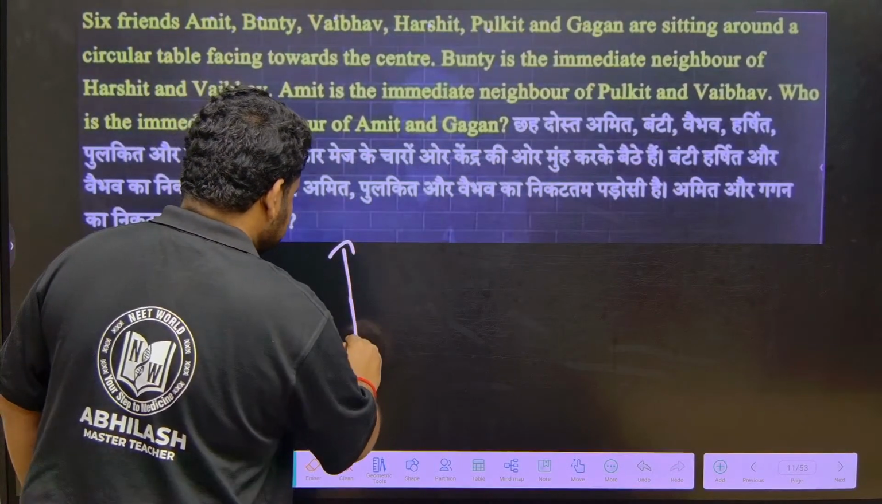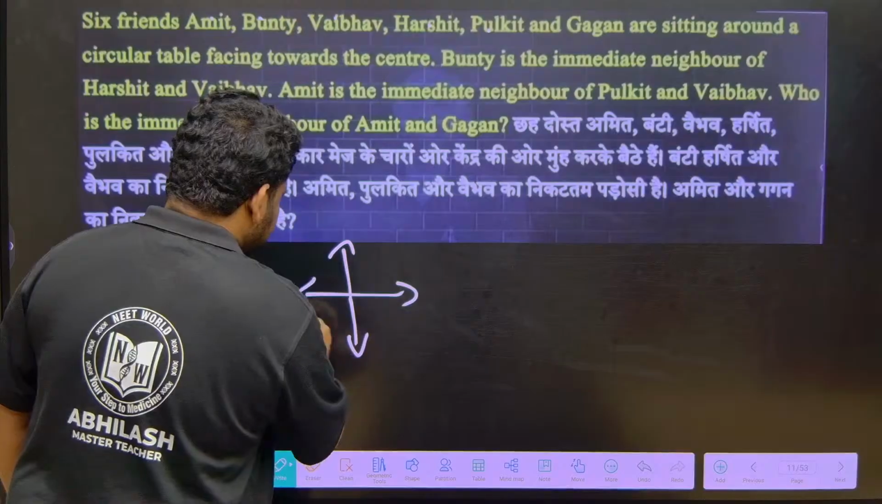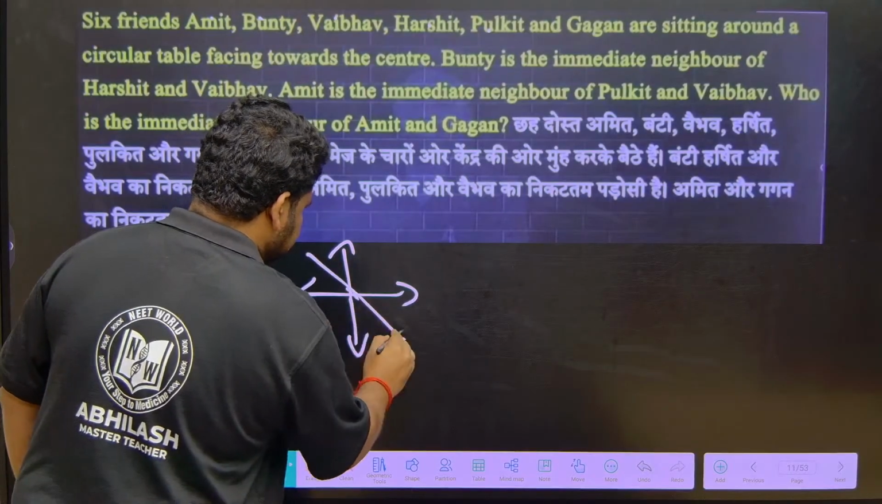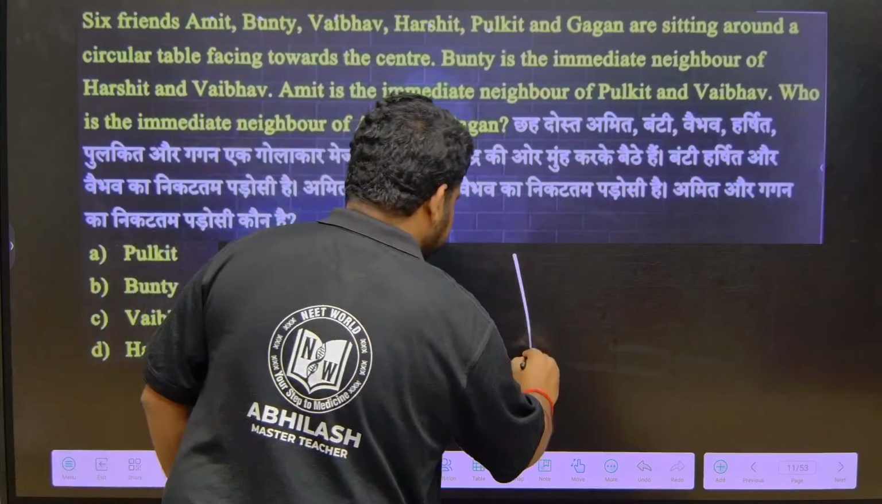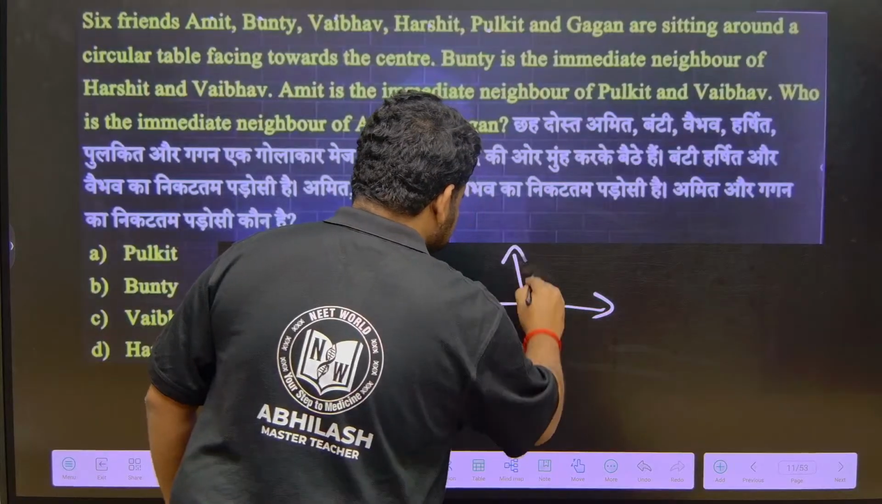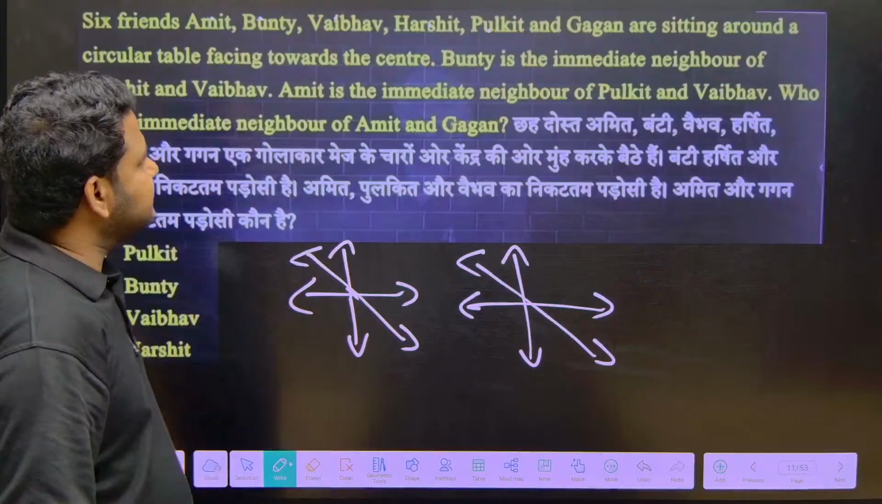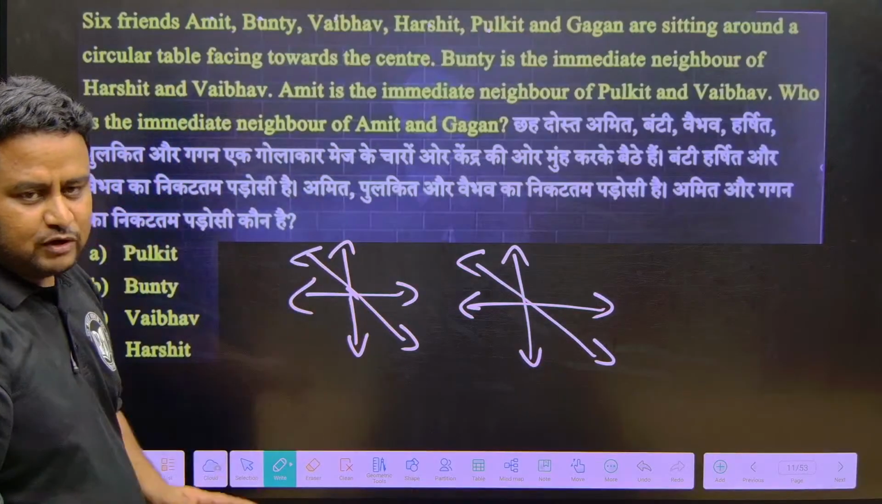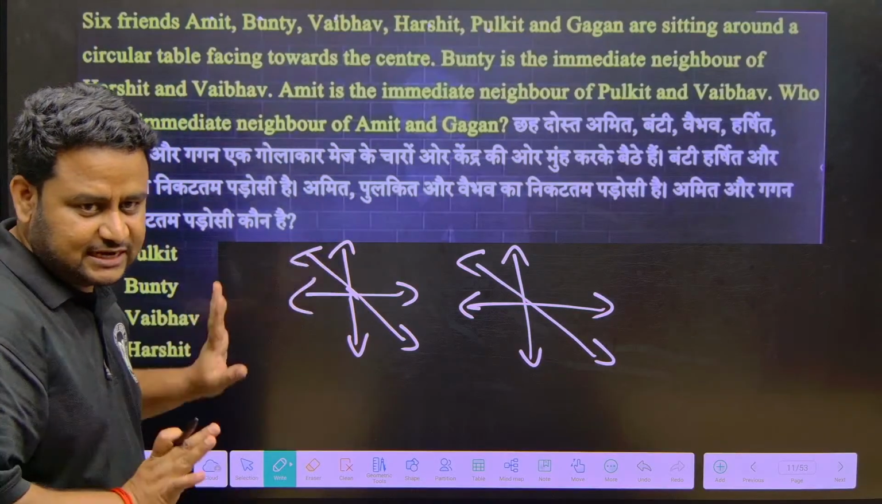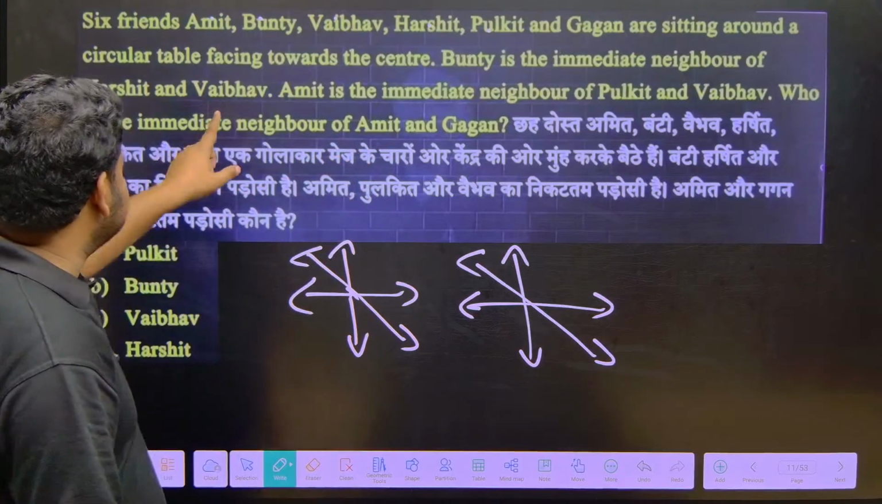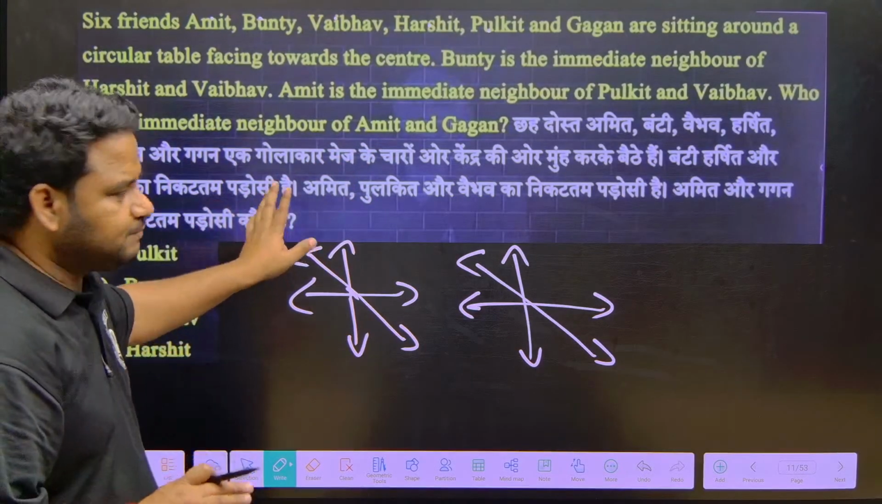Let us write it like this. This is 6 persons. Another arrangement, I will write it here like this. Bunty is immediate neighbor of Harshit and Vaibhav. I want exactly true statements where I can fix it correctly. Bunty is immediate neighbor of Harshit and Vaibhav. Still I am not satisfied to fix it.